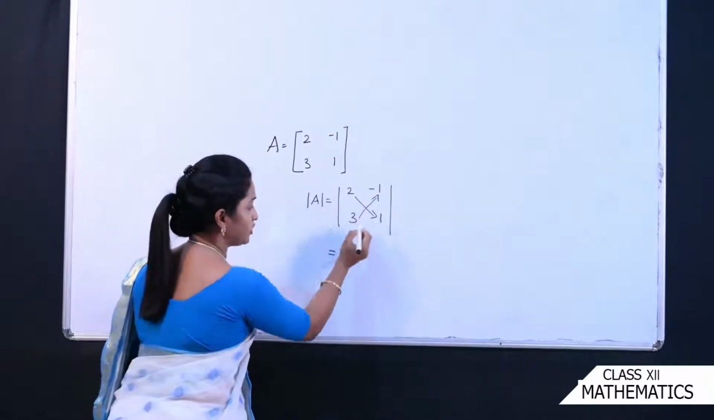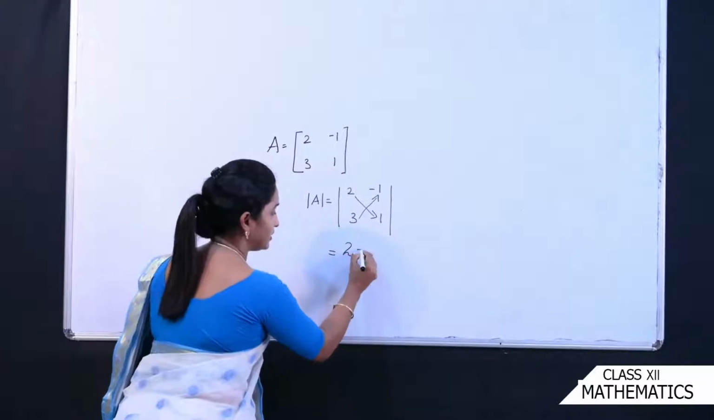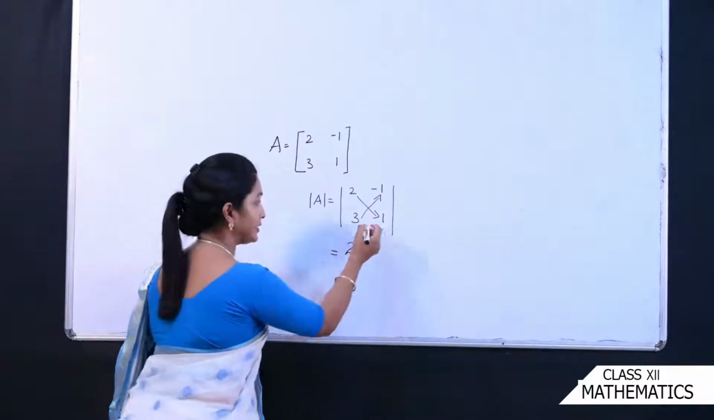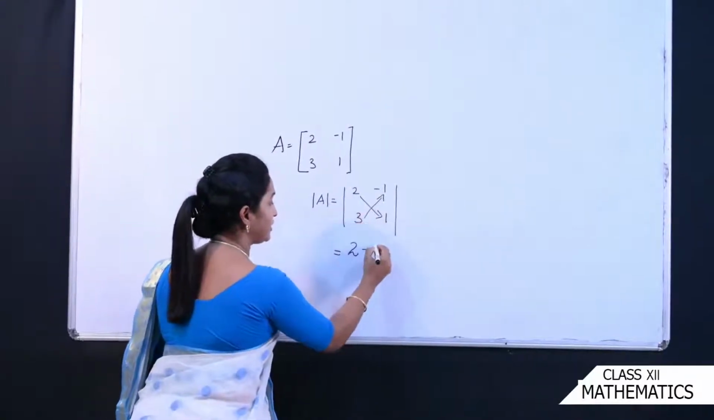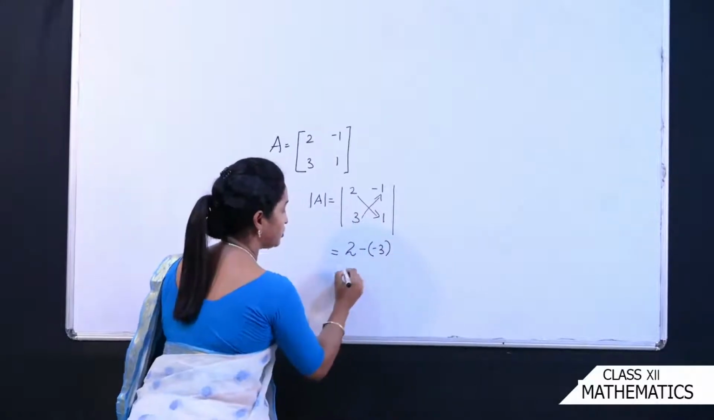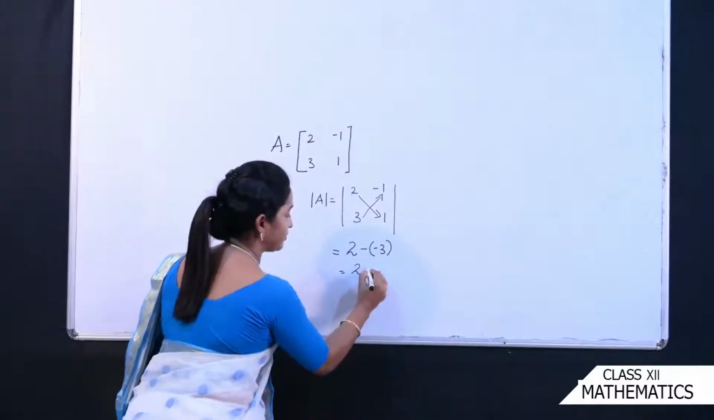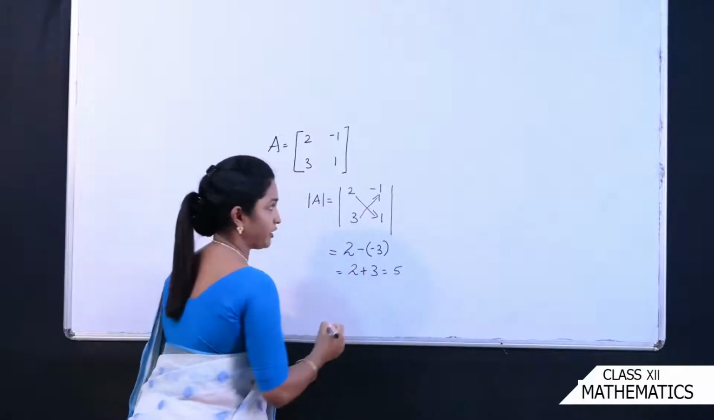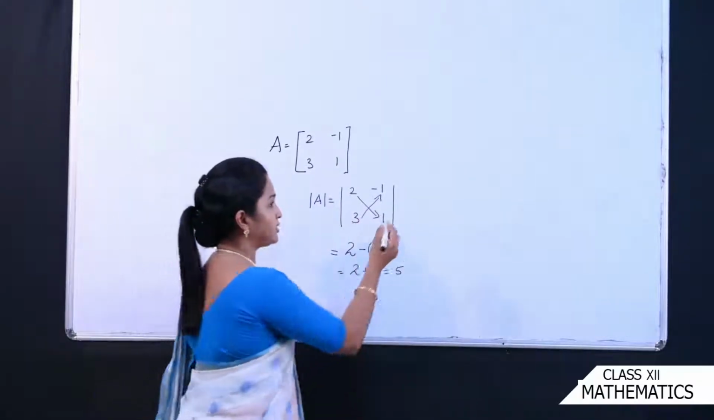That means 2 into 1 is 2. The middle sign is always minus, and then minus 1 into 3 is again minus 3. So what you got finally? 2 minus minus 3, plus 3, and that equals 5. Okay, let's see one more example.